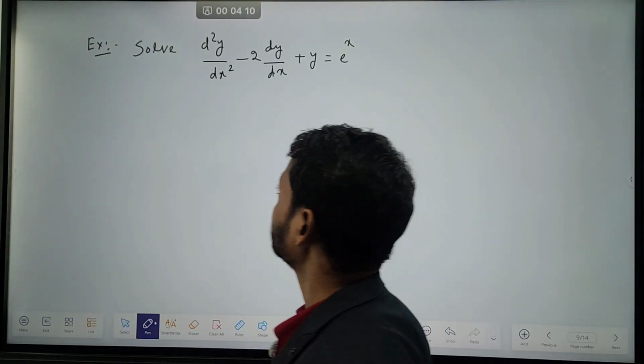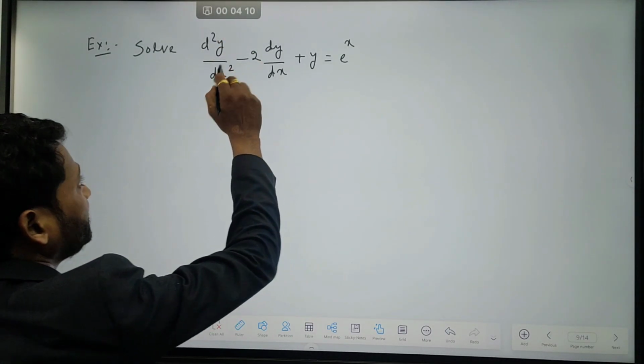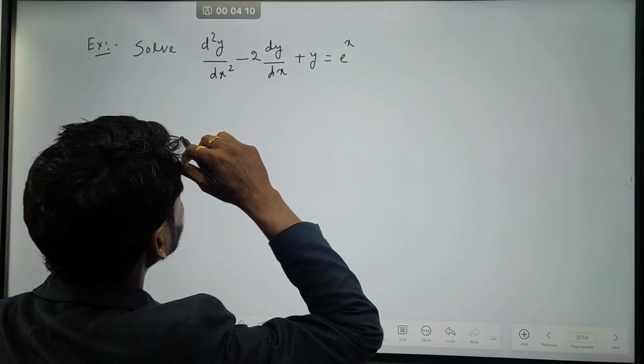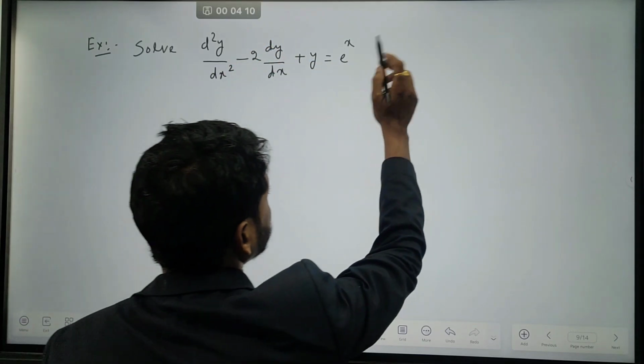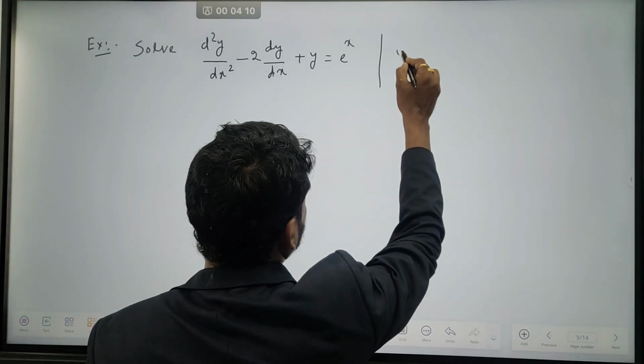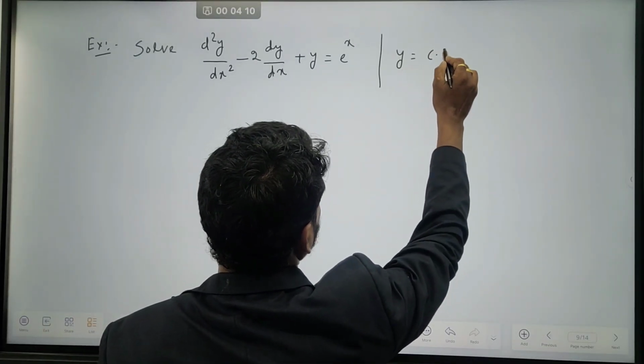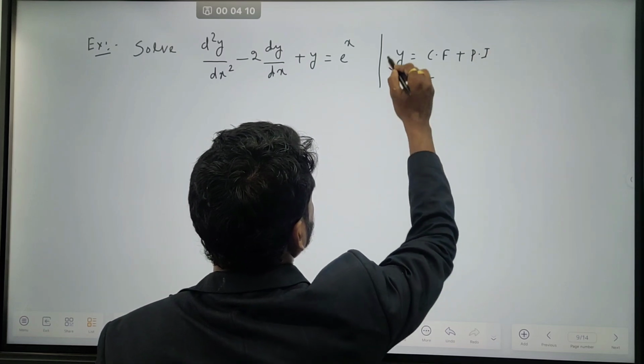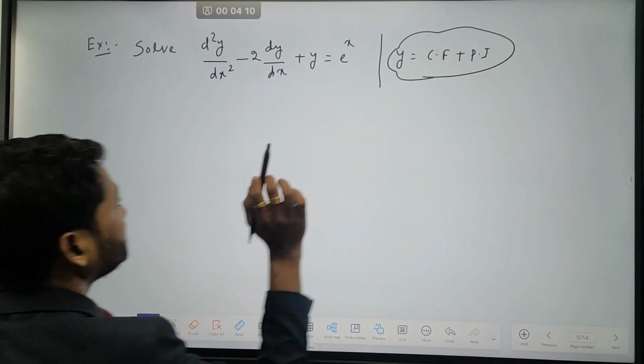Coming to next question. Solve d square y by dx square minus 2 dy by dx plus y equal to e to the power x. We have to find out the general solution. So what is the solution? Y is equal to CF, complementary function, plus PI, particular integral. So first we will find out CF.